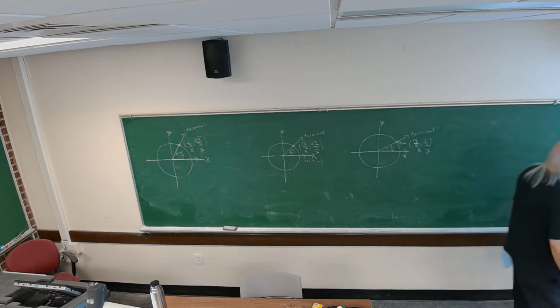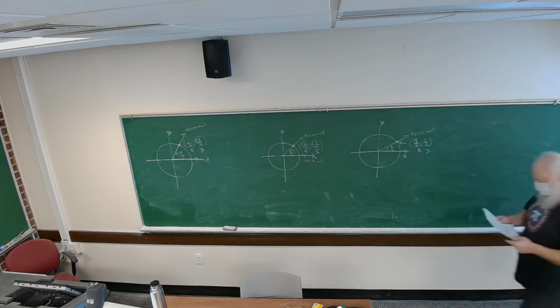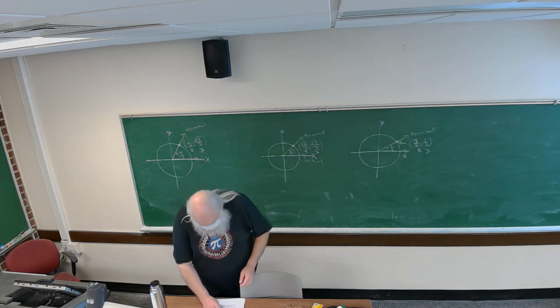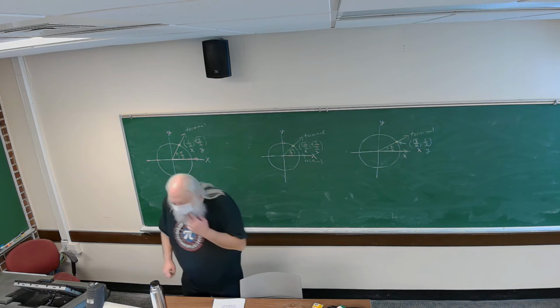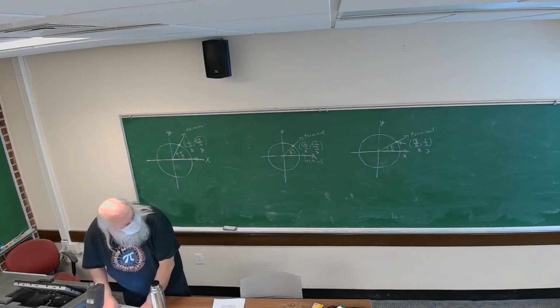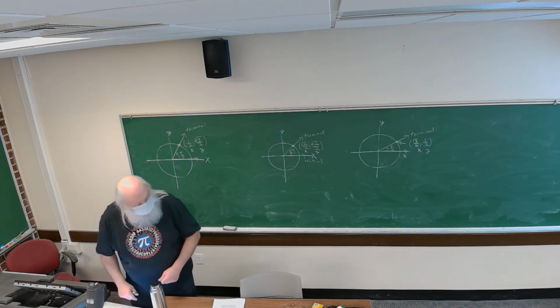So from our definition, the cosine of pi over 3 is equal to the x coordinate, 1/2, and the sine of pi over 3 is equal to the y coordinate, square root of 3 over 2. So those are the exact values of the sine and cosine function for the angles pi over 6, pi over 4, and pi over 3.